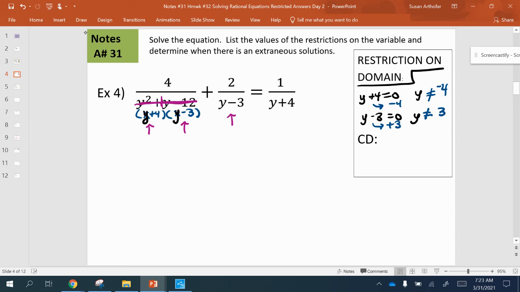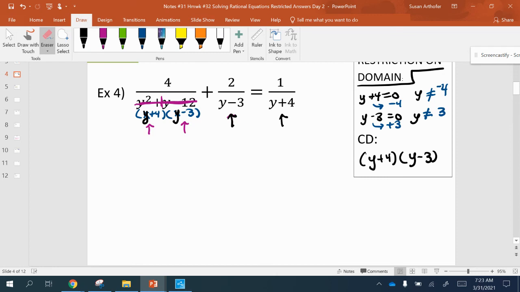Okay. So our CD is 1 of everything. So y plus 4, y minus 3. We already have y minus 3 and we already have y plus 4, so we don't repeat them again.